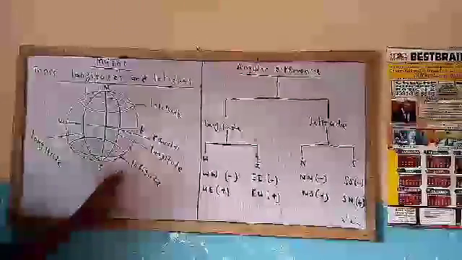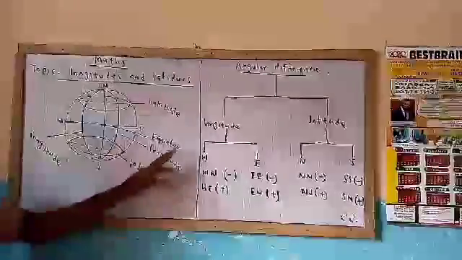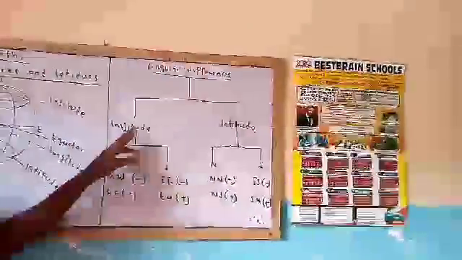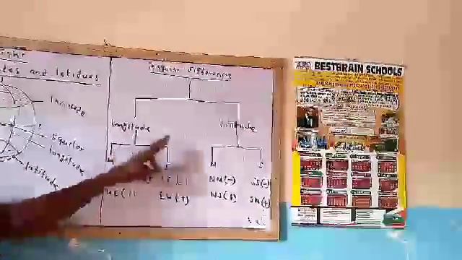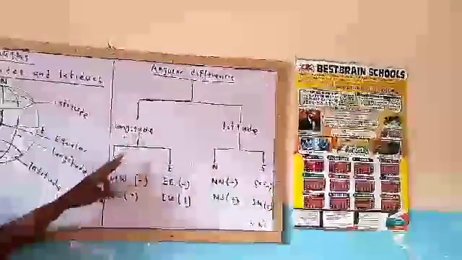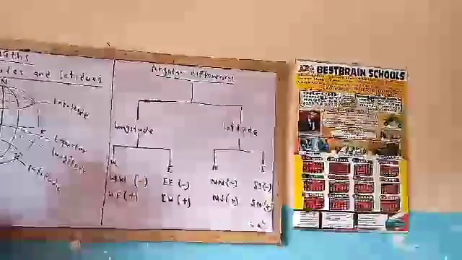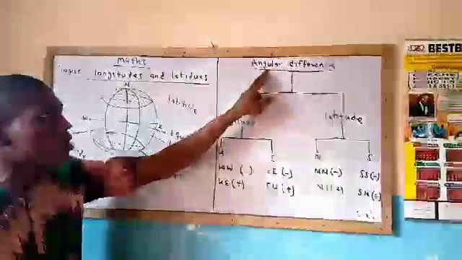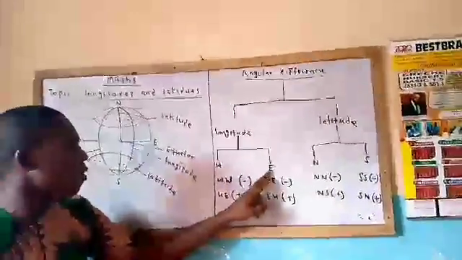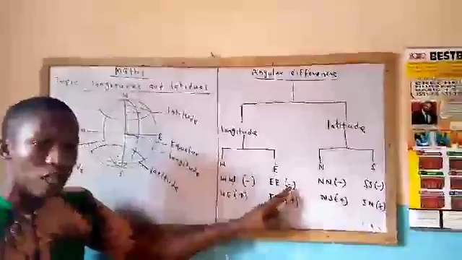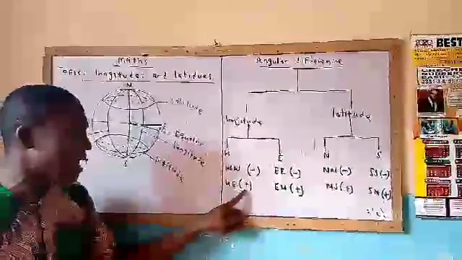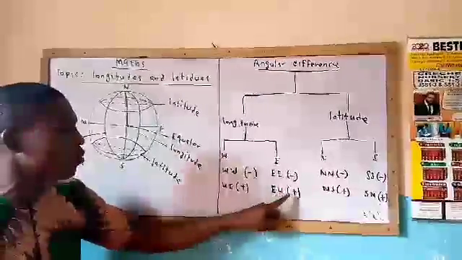Now, having discussed this very quickly, we now need to look at the angular difference. As you can see on the sketch here, this is longitude and this is latitude. This part is showing us the path at which they are being drawn. Now, if we have west-west, what do we do? We subtract them to get the angular difference. If we have east-east, we also subtract them to get the angular difference. If we have west-east, we add. If we have east-west, we also add.